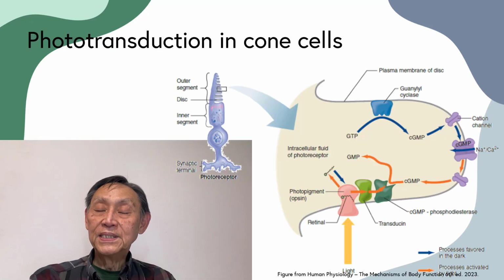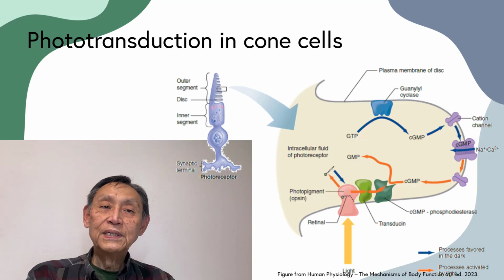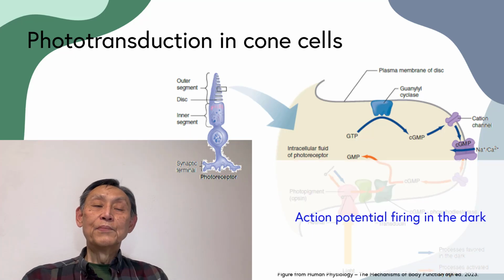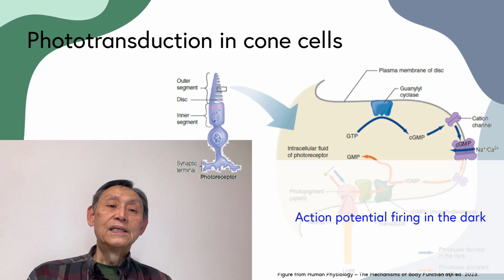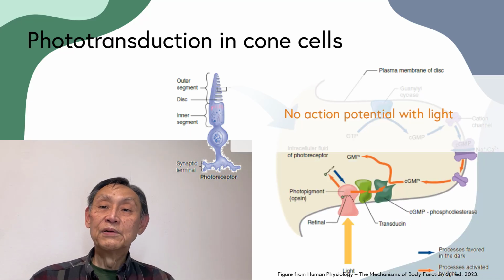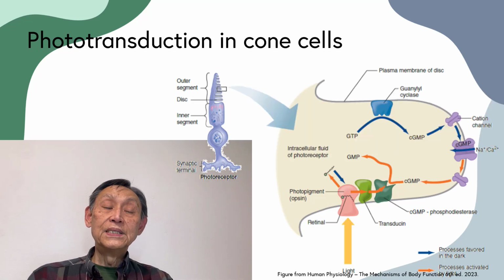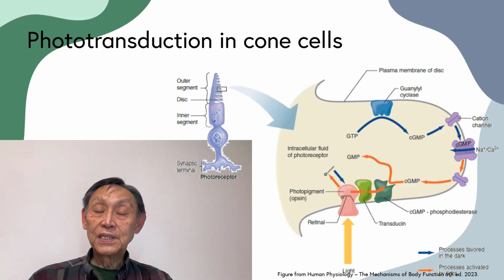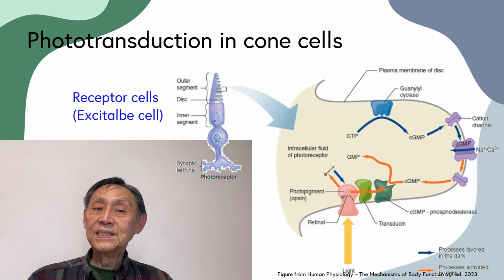These photoreceptor cells, cone cells or rod cells, are a very peculiar type of cell. The blue arrow shows the process favored in the dark. The orange arrows show what happens when there's light. Why do I say it's a peculiar type of excitable cell? It's not a real neuron, it's a receptor cell, but it can be excited just like a neuron.